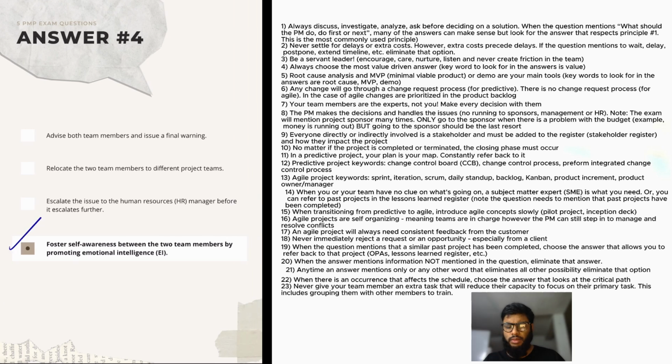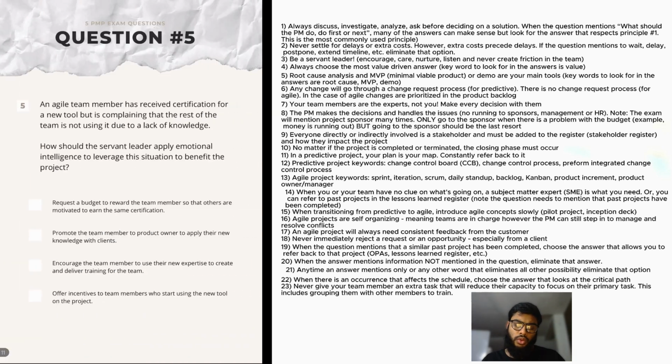Pretty simple answer. But again, we're trying to get the concept and we're trying to get accustomed to the principles so that you become used to them. Okay. Question number 5. An Agile team member has received certification for a new tool, but is complaining that the rest of the team is not using it due to a lack of knowledge. How should the servant leader apply emotional intelligence to leverage the situation to benefit the project?